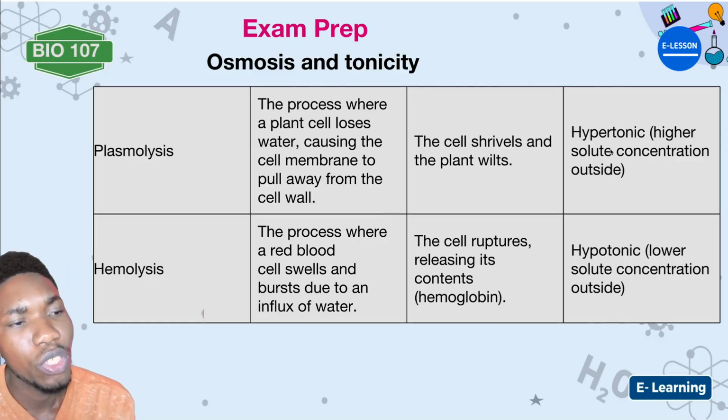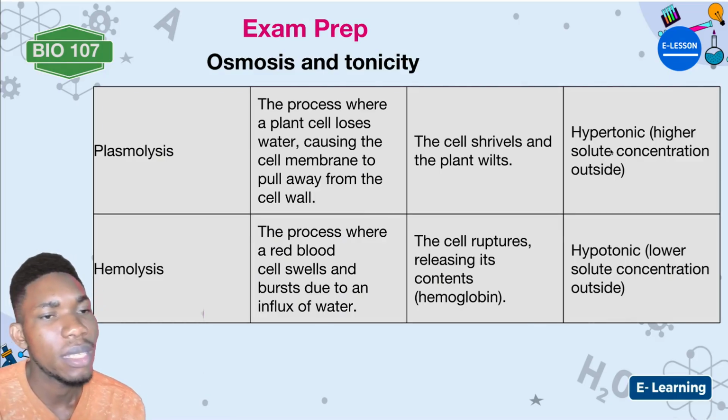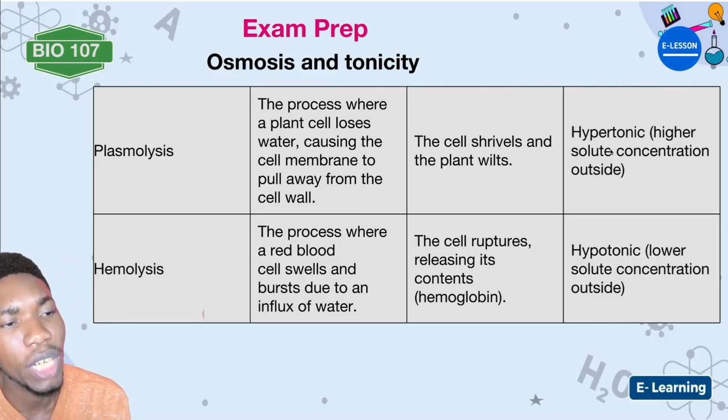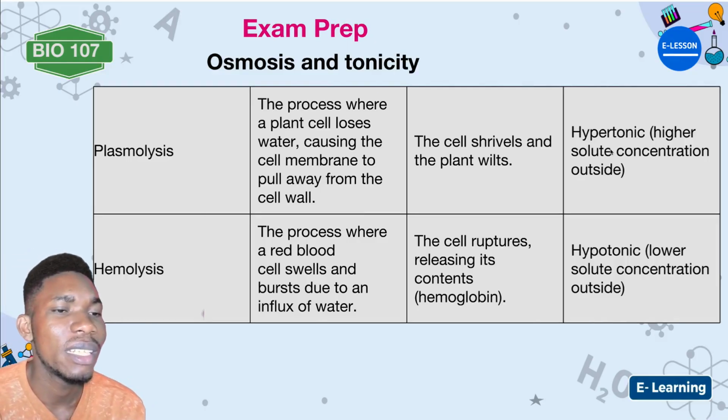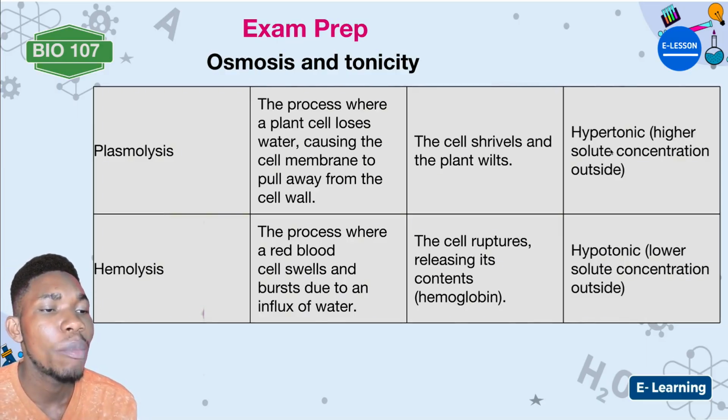It's a hypertonic solution, which will cause water to move from inside of the cell, which will cause shrinkage, and in the end the animal cell might even die, or the plant cell might die. Then we have hemolysis.